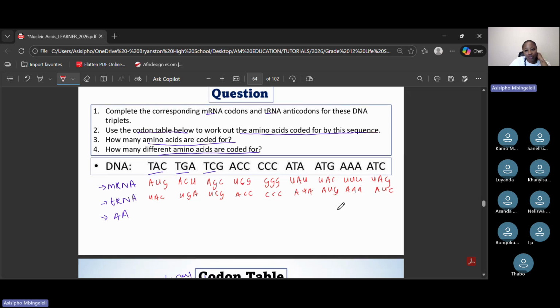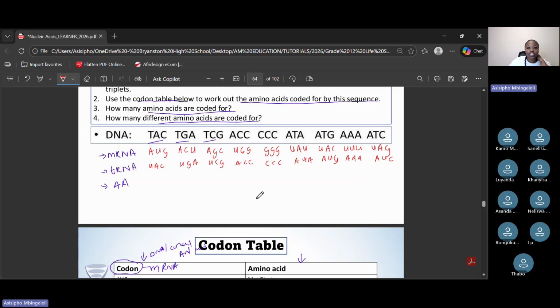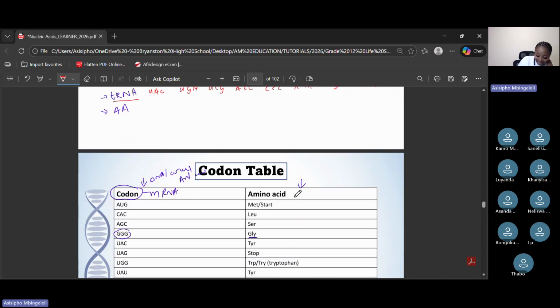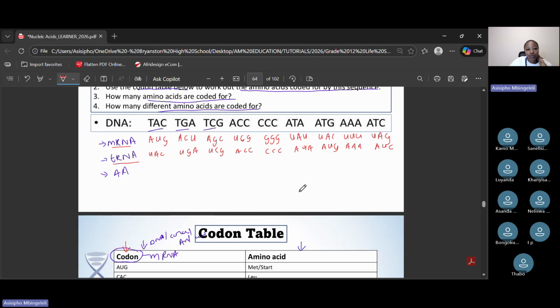So I'm going to use now. So that means we've answered number 1. Number 2 says we must use the codon table to work out the amino acids coded for by the sequence. So I'm going to use it part by part. Now the question would be, which bases are we using? Are we using the transfer RNA or the messenger RNA bases? We are guided by the table. The table has given us codons, so that means we are going to use codons, which is in the messenger RNA. Okay, so AUG, that is my first codon.